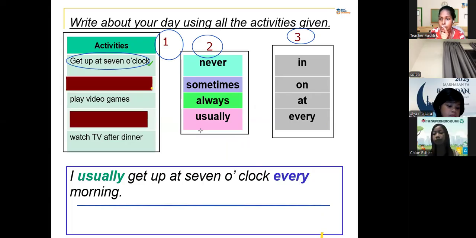Teacher, can I say I usually play video games on Sunday? Can. Okay. Thank you. Use the dinosaur. Guna dinosaur yang kita belajar tadi. You must know when to use in, on. Tengok balik nota tu.